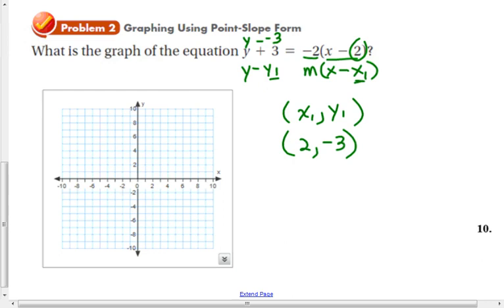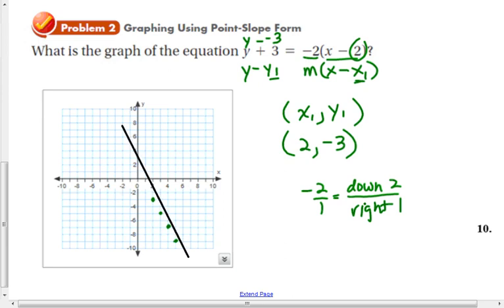So now I have my point. I'm going to put that on my graph, 2, negative 3, and that's right there. Then I'm going to use my slope, negative 2. I'm going to write it as a rise and a run. Negative 2 means you are going in a down direction, 2, and a 1 means you are going right 1. So to get another point, I go down 2, right 1, and that puts me there, there, there, and so on. And now I can draw a line through those to represent that graph.